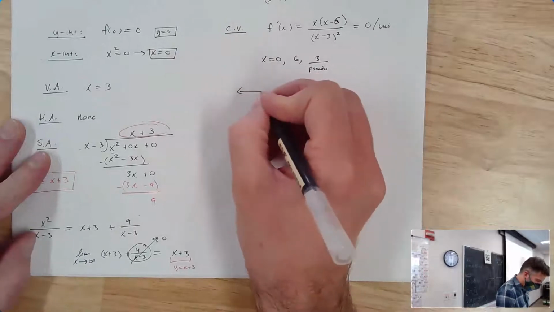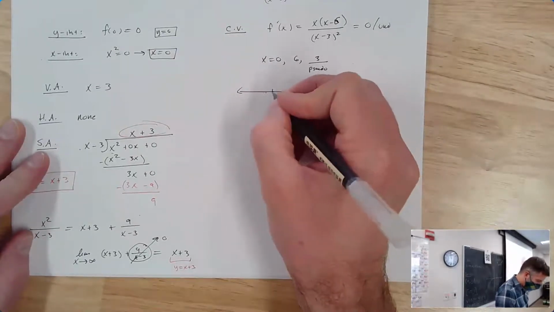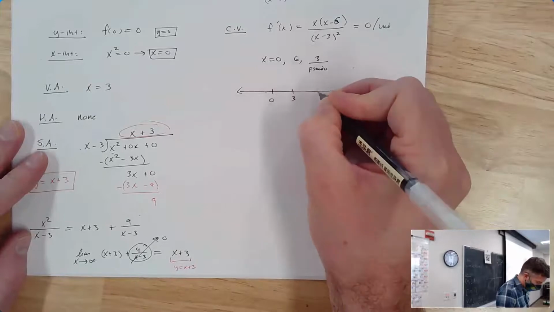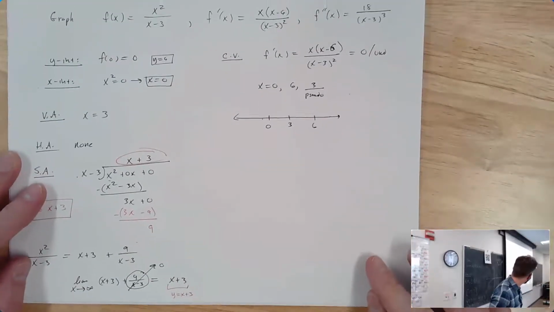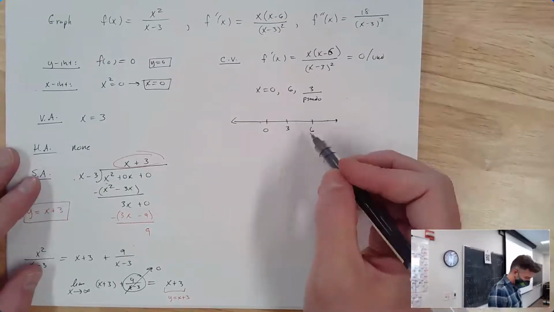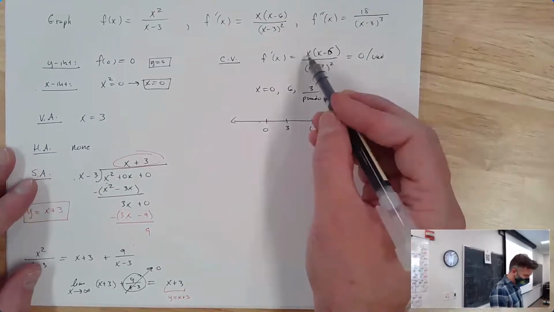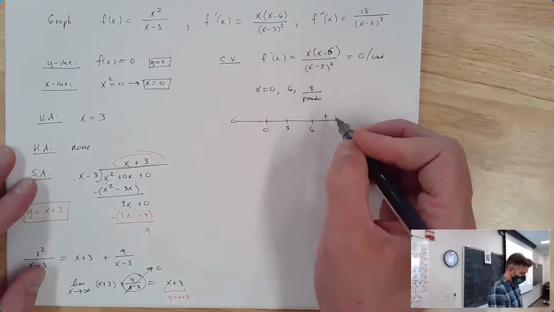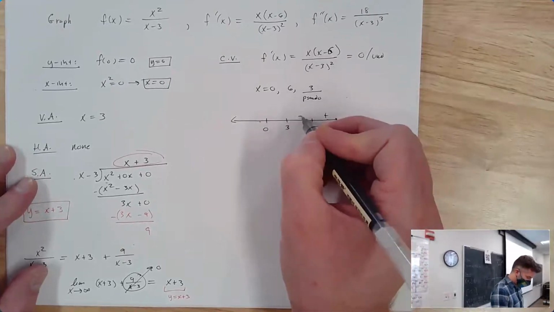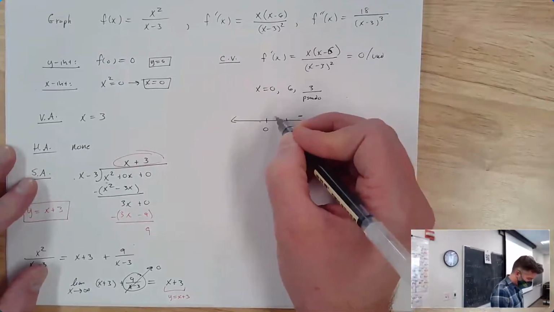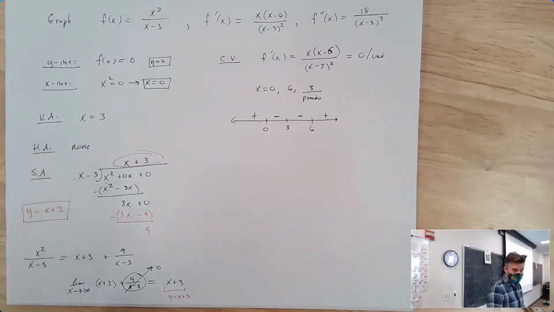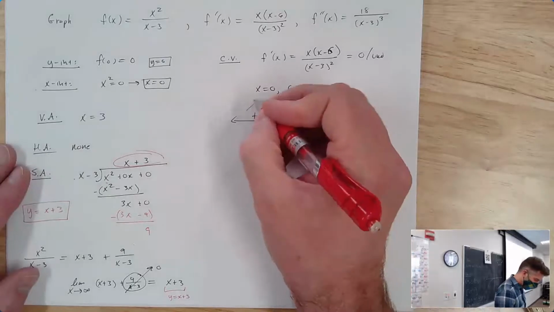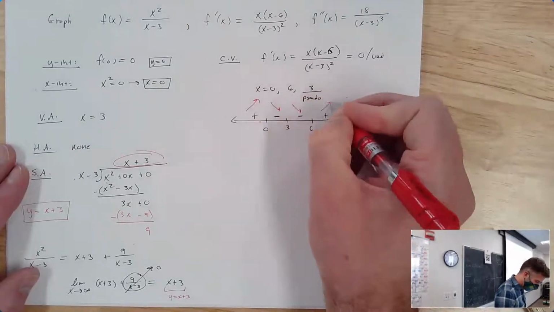First derivative number line, I'm going to put all of my real or pseudo critical values on there. So looking at the first derivative, if x is bigger than 6, I'm going to get positive, positive, positive. And then I'm going to change signs at 6. My sign is going to stay the same at 3, and my sign is going to change at 0. So the function is increasing, decreasing, decreasing, increasing.